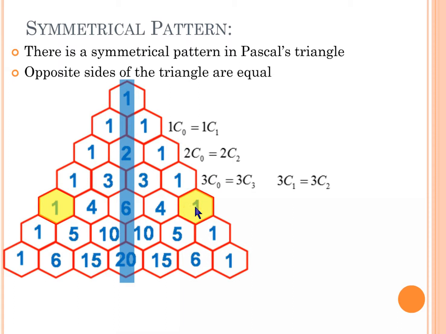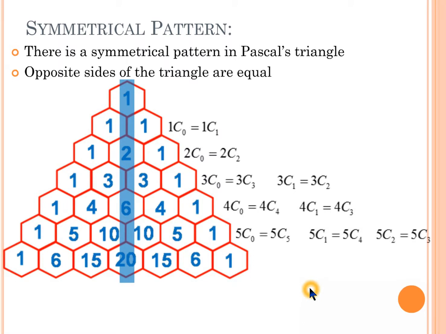This expression and that expression will be 4 choose 0 and 4 choose 4, so those expressions are equal. And you'll also notice that the 4's are equal, so what does that mean? 4 choose 1 is equal to 4 choose 3. Based on the pattern here, you should be able to come to a conclusion. We've got 5 choose 0 equals 5 choose 5. 5 choose 1 and 5 choose 4 are equal. And we also have 5 choose 2 equal to 5 choose 3.